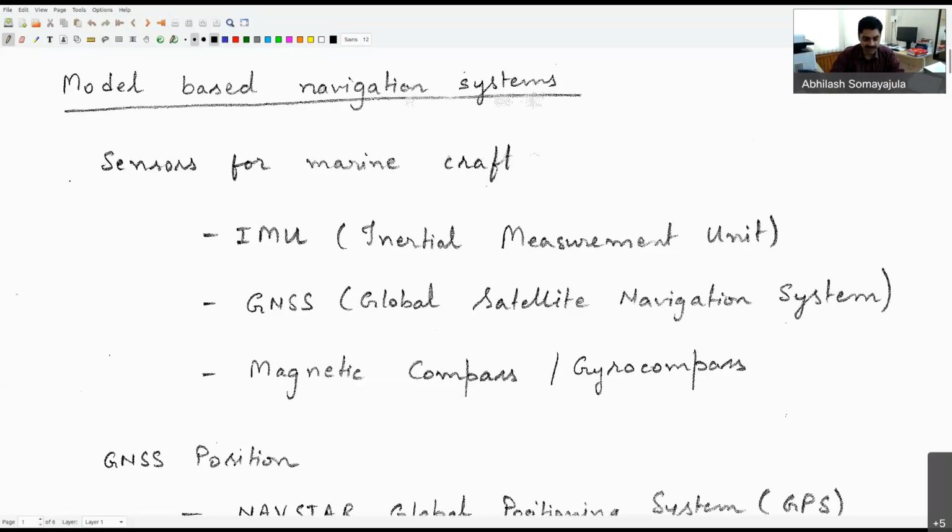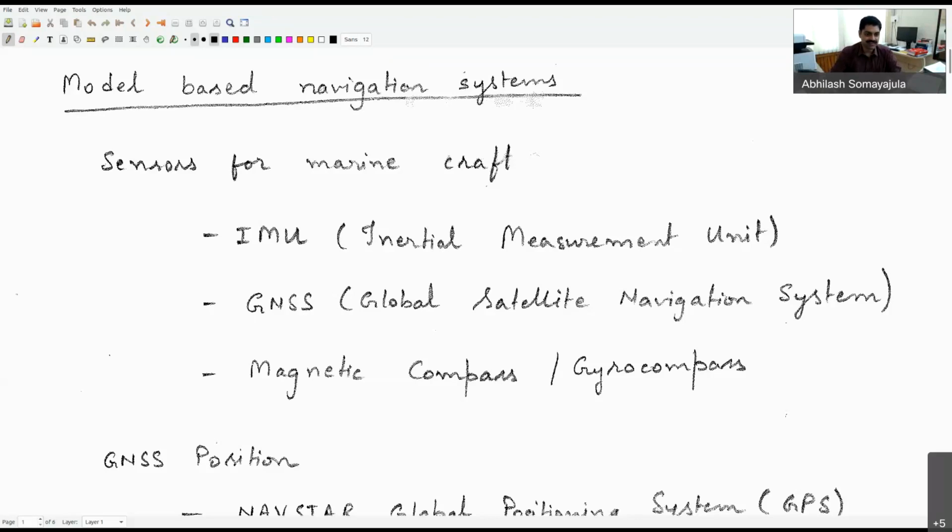Okay, so before we go further and discuss all the different model-based navigation systems, it's wise to spend a little bit of time to talk about what are the different sensors which we have on board a vessel and how do they work. So we'll spend today's lecture mostly on that, and from the next lecture onward, we'll try to start looking at more mathematical details.